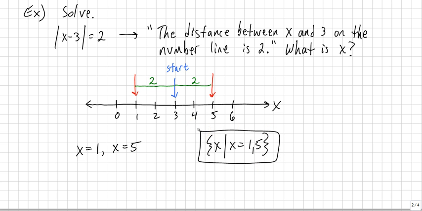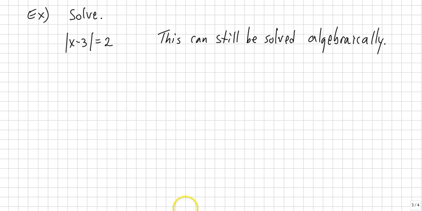So we solved that equation, but we didn't actually solve it algebraically. We used the number line to figure out which numbers are 2 units away from 3. Okay, so let's remind ourselves that we can solve this algebraically. We didn't have to use the number line. What we're essentially looking at is just another way you could get the answer.